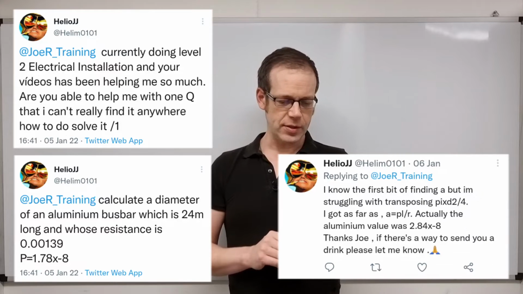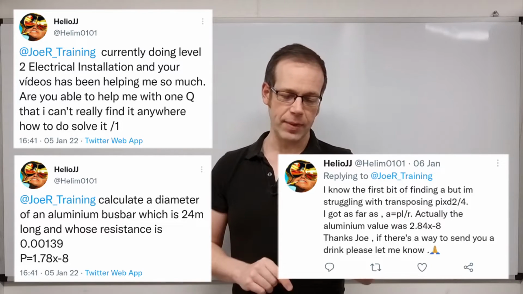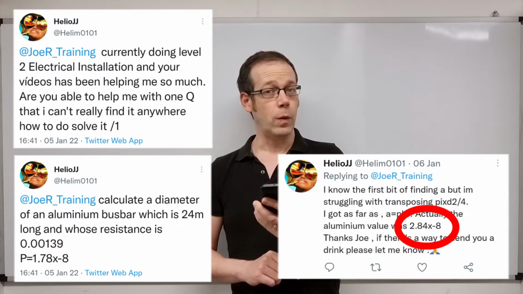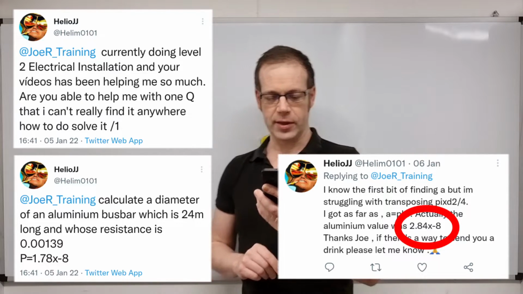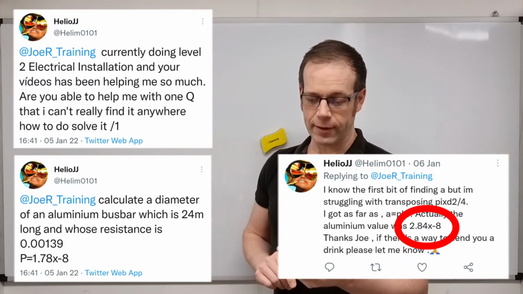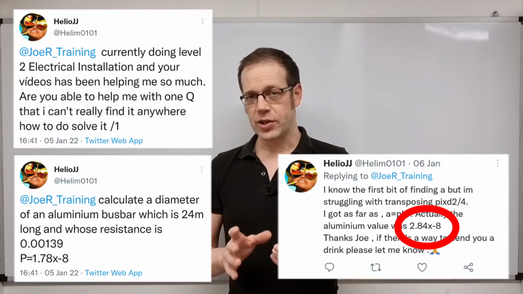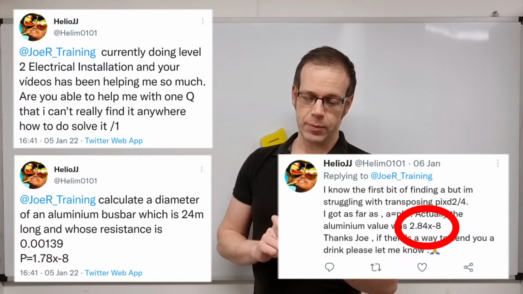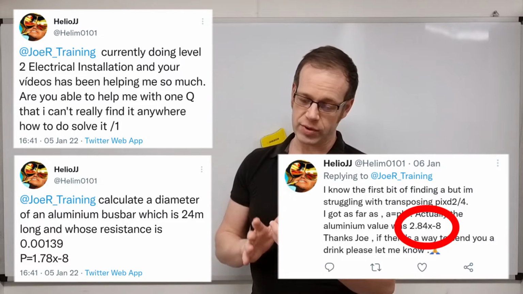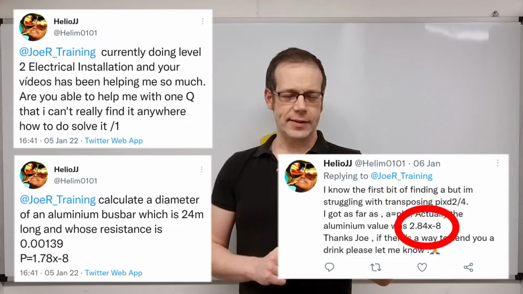He then goes on in a later tweet to mention, he's very grateful for the help, which is nice, and he goes on to mention that actually the resistivity for the aluminium was 2.84 times 10 to the minus 8, which makes more sense because the previous value sounded a little bit more like the value for copper. So we've got here a resistance and resistivity question. We've got an aluminium busbar, we know the length of it, we know its resistance, we know its resistivity, and we want to know what its diameter is.